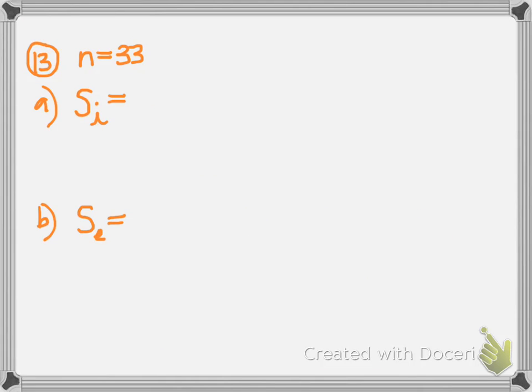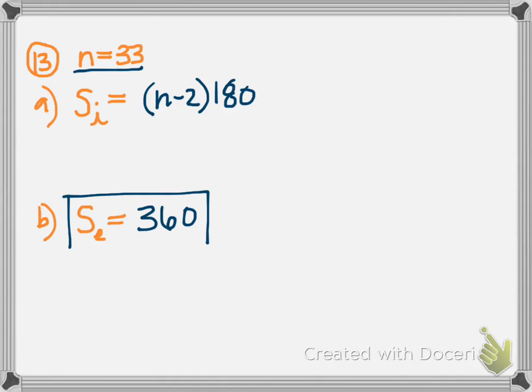Number 13 tells us that this particular polygon has 33 sides. That means our n is 33. We need to find two things: the sum of all the angles and the sum of all the exterior angles. So that's capital S sub I and capital S sub E. The capital S sub I formula is n minus 2 times 180, and the capital S sub E formula is just 360. This formula we're done with, 360 degrees.